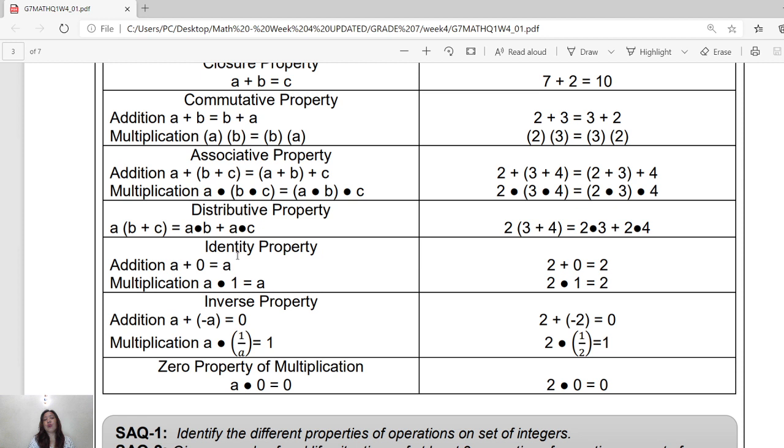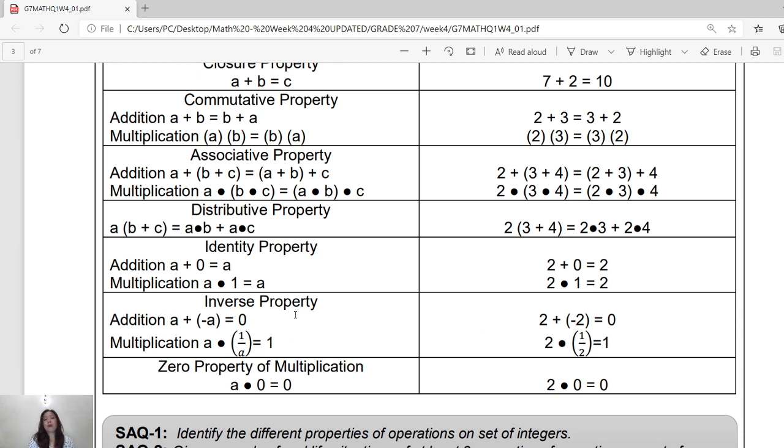It is also true for multiplication. We have A times 1. So the identity property for multiplication is 1. 1 is called the identity property for multiplication. So A times 1 is just equal to A. So whatever number multiplied to 1 is just the same as the given number. So we have here 2 times 1, of course, is just equal to 2.